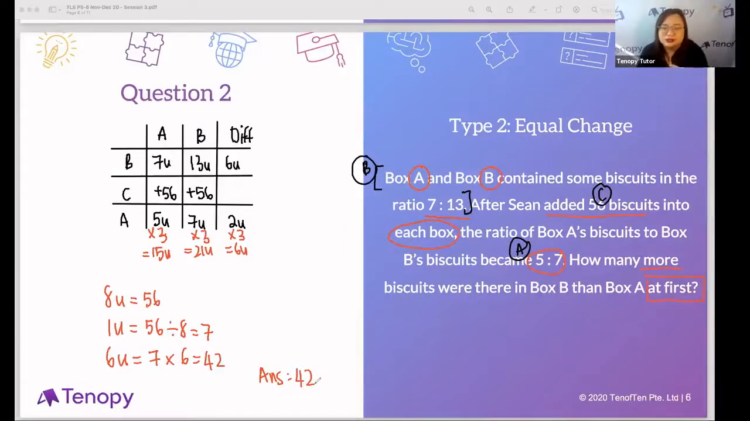42. That's it. And with this constant difference, they can also make use of ratio. Ratio is a concept that you're going to learn in P5. So they combine ratio together with constant difference. In fact, if I want to make it even harder, I can change one of my ratios to percentage. Or I can say that after adding 56 biscuits into each box, box A is now 3 times, or box A is now 45% of B. I can make things harder by changing it into percentage or asking to find more things.